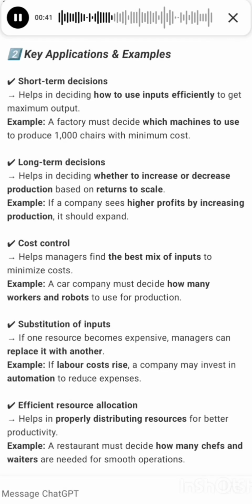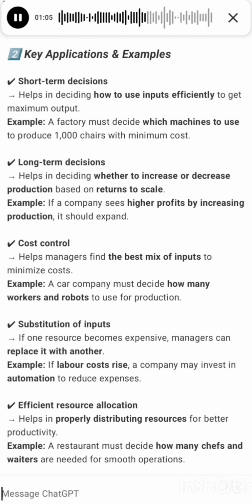Long-term decisions. Helps in deciding whether to increase or decrease production based on returns to scale. Example, if a company sees higher profits by increasing production, it should expand. Cost control. Helps managers find the best mix of inputs to minimize costs. Example, a car company must decide how many workers and robots to use for production.